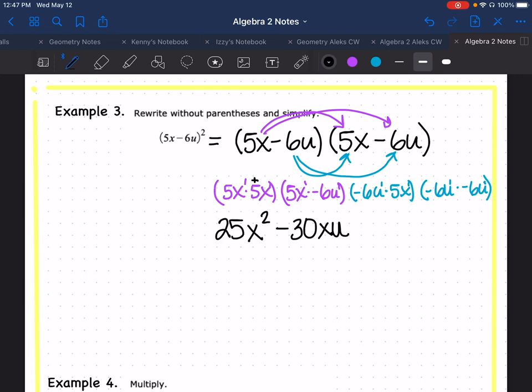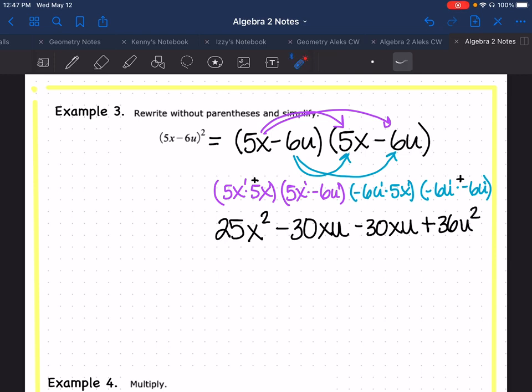The next one would be negative 6 times 5, negative 30. And since I chose xu, I'm going to leave it as xu, even though it looks like ux, because they are the same. And then for the last blue, it's going to be negative 6 times negative 6, which is positive 36. u and u I can add together to be u squared.